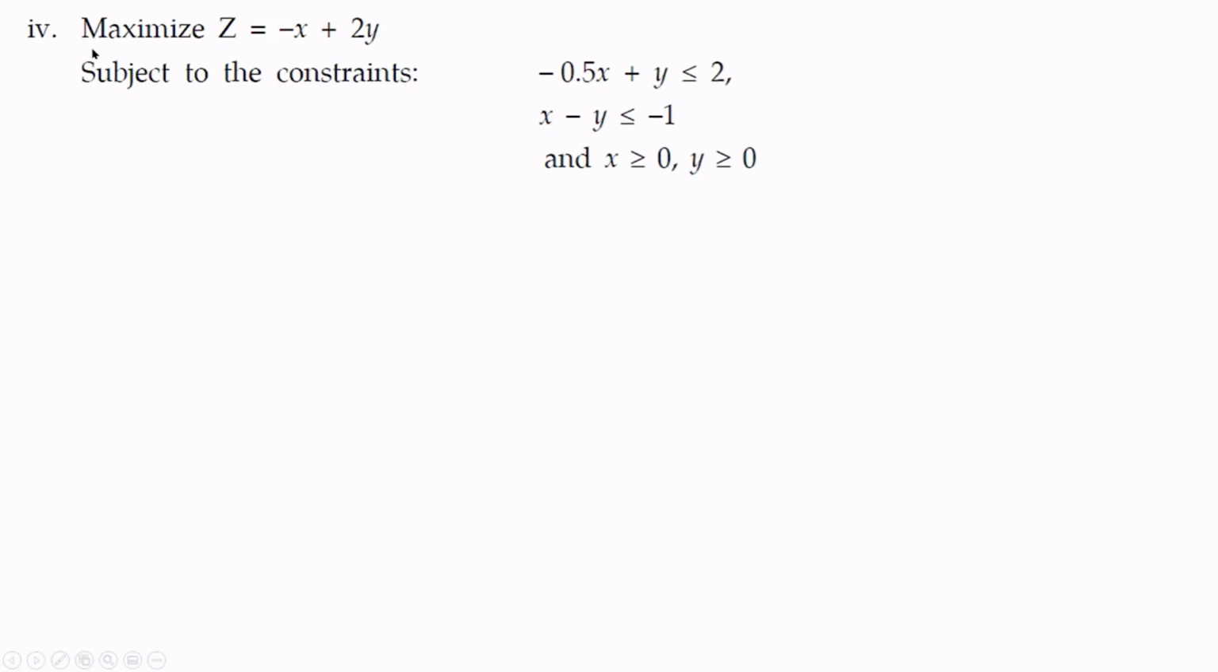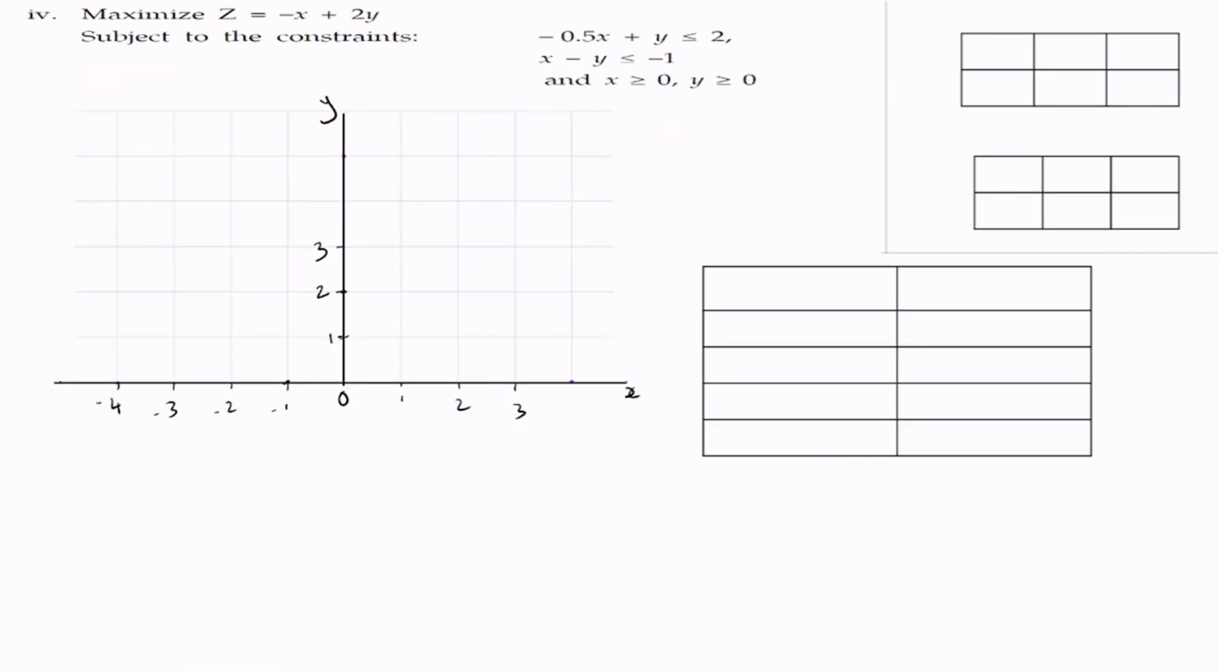Next question, maximize z is equal to minus x plus 2y subject to the constraints minus 0.5x plus y less than or equal to 2, x minus y less than or equal to minus 1 and x greater than or equal to 0, y greater than or equal to 0. So let us solve this. So let us draw the axis, y'oy and x'ox, and choose appropriate scale. Now let us draw the lines corresponding to these. Let's take this as 1 and 2.